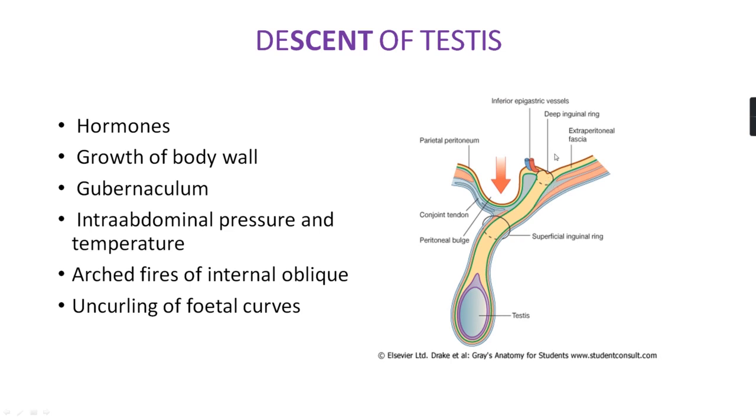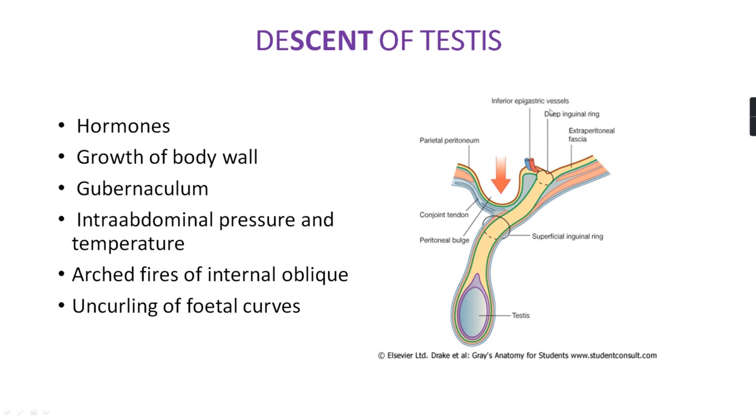To summarize: into the iliac fossa at the 2nd to 3rd month, at the deep inguinal ring at 4 to 6 months, into the inguinal canal at the 7th month, at the superficial inguinal ring at the 8th month, and at the end of 9 months or just before birth into the scrotum. Okay, now which are the factors that are responsible for this descent of the testes?